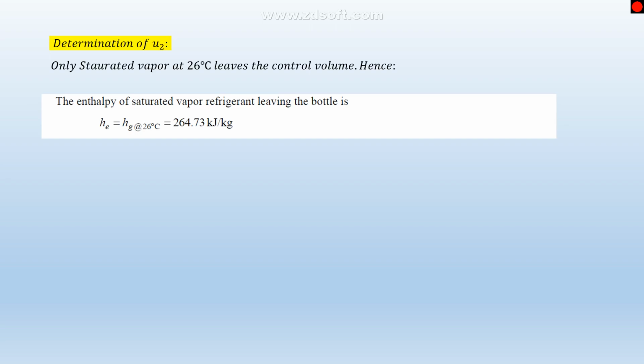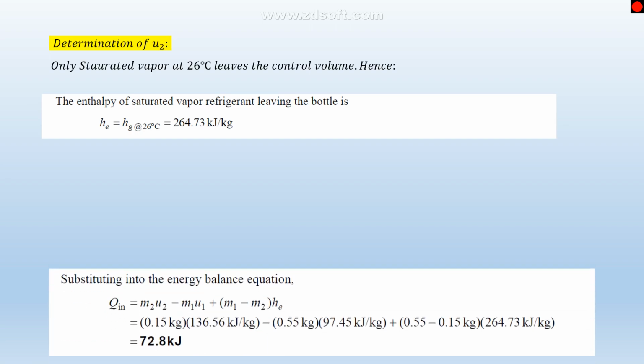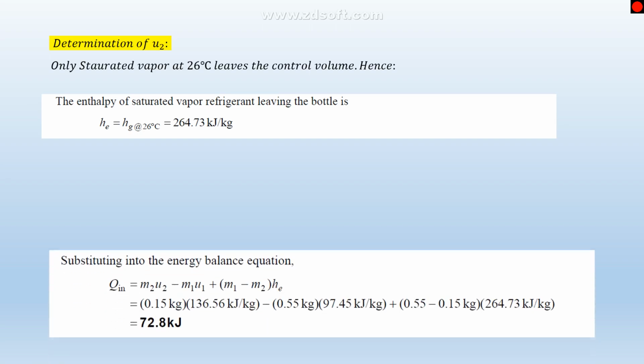Now you have the U1, U2, HE, ME. You can substitute into the energy balance equation to find the Q net. And Q net is positive, so this is actually Q in. So look guys, this is the step-by-step process to solve this problem.